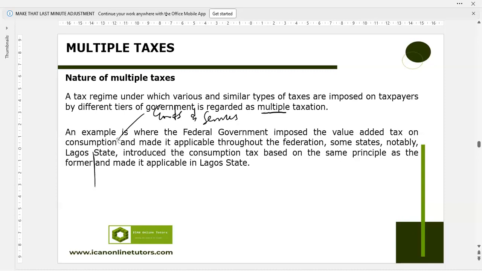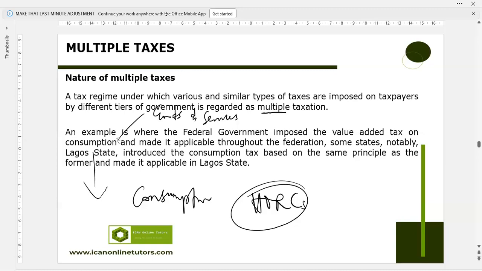Some states, particularly Lagos State, also introduced this same consumption tax. Because of that, owners of hotels, restaurants, clubs, and the likes sued the Lagos State government and the federal government for collecting double tax. They are praying that the court should decide in their favor. So is it FIRS or the LIRS that has the statutory responsibility to collect consumption tax? Because they are paying double taxation, they want it to stop.